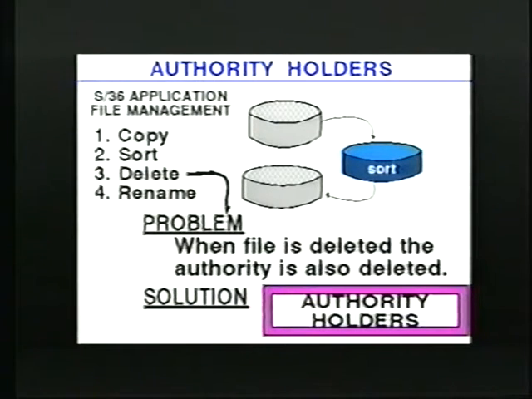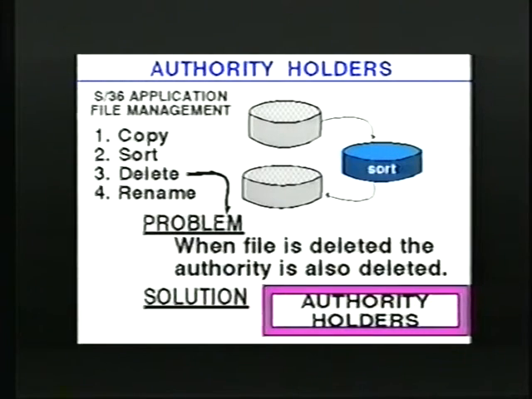Essentially, let's talk a little bit about an S/36 application. S/36 applications have a kind of standard pattern. They will take a database file, make a copy of it, sort the file into the desired order, then delete the original file and rename the sorted file back into its original name. For those of you that are familiar with the S/36, you recognize that this is a typical flow that most S/36 applications go through. But there's a problem.